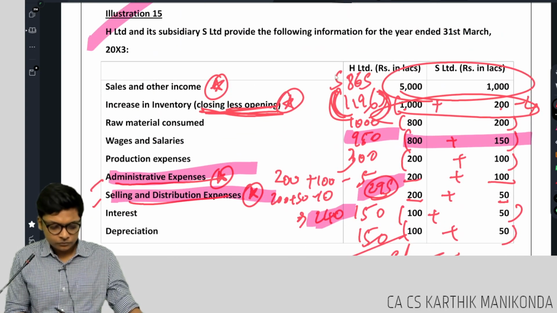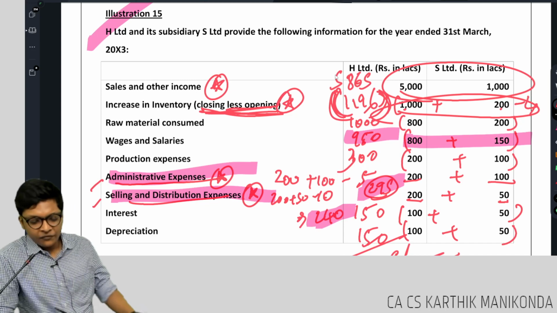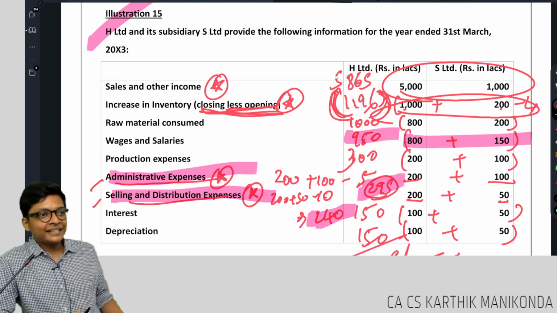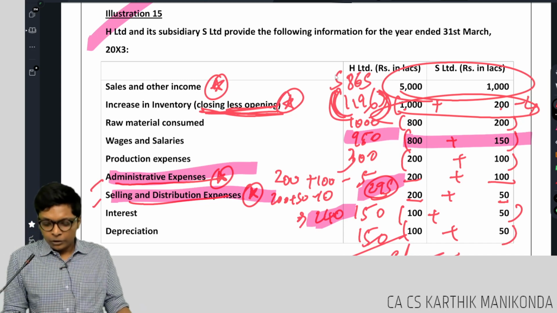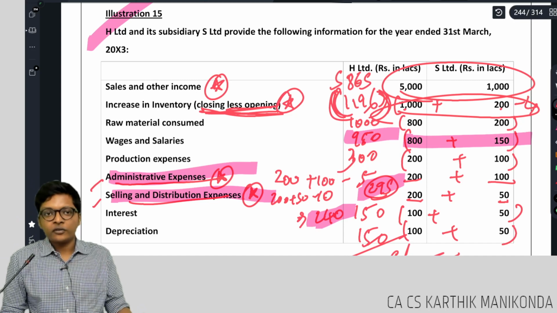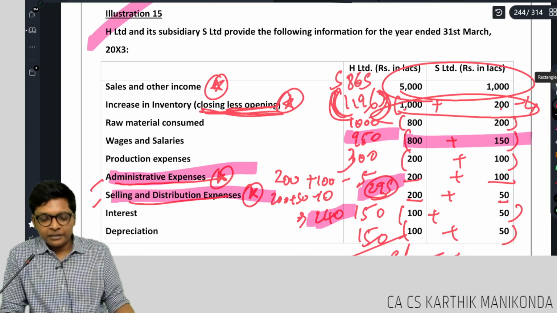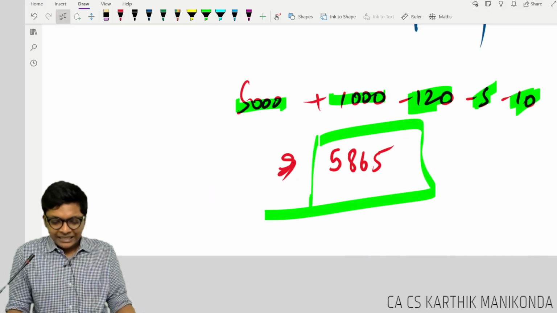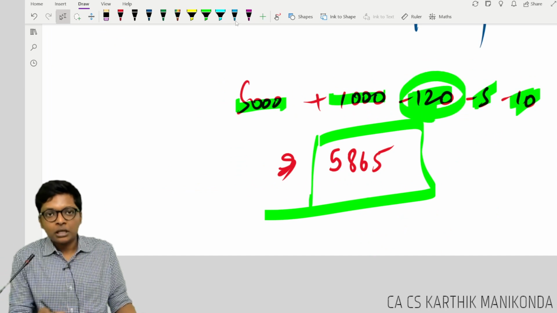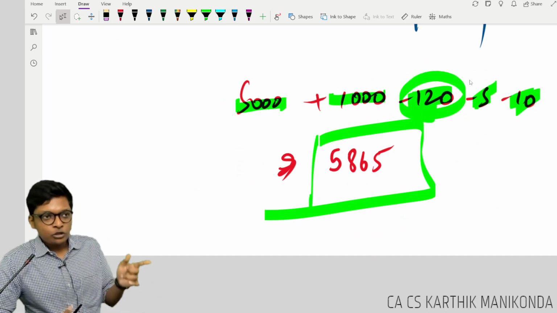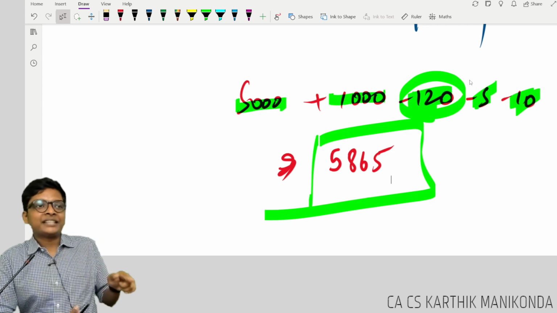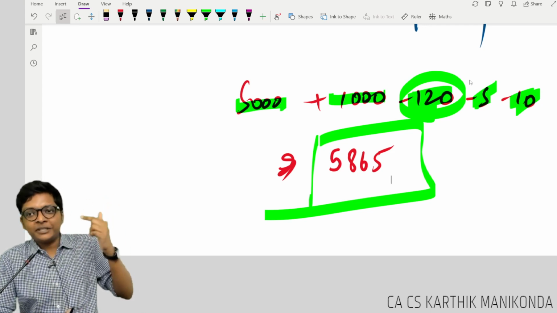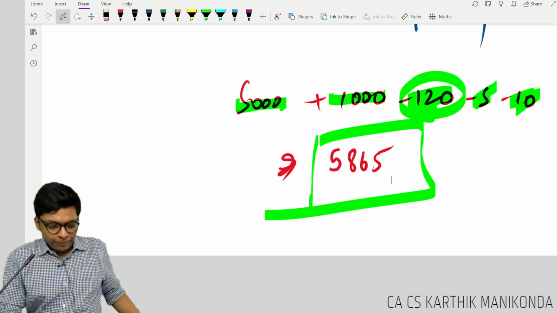Check if you are getting it. You will not get it. There is a difference of 120 for you. Why? Because in sales we reduced 120, so you should also reduce 120 in purchase. For the holding company it is sales, and for the subsidiary it is purchase.